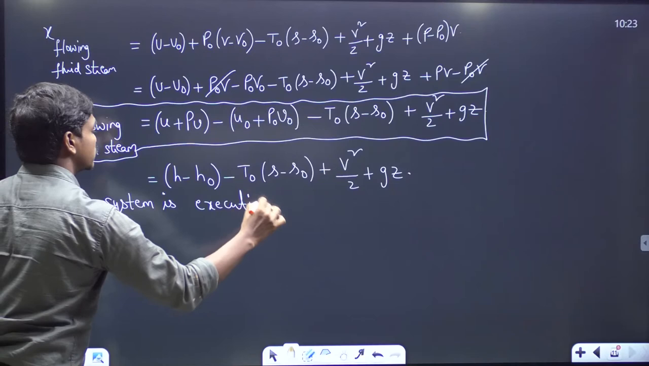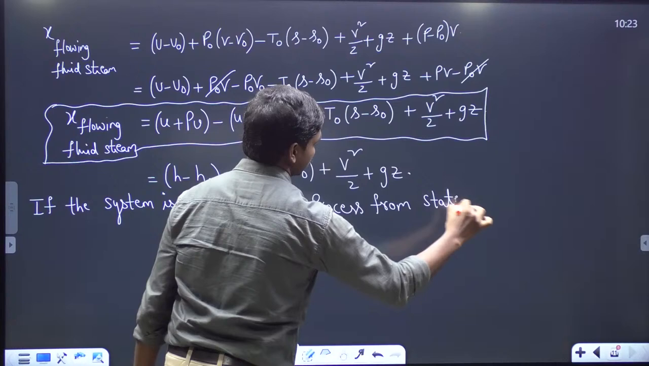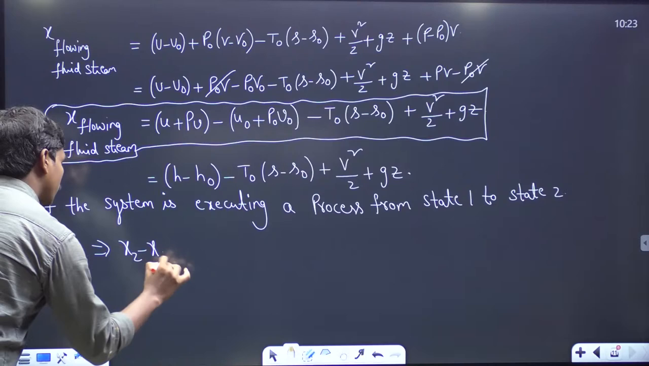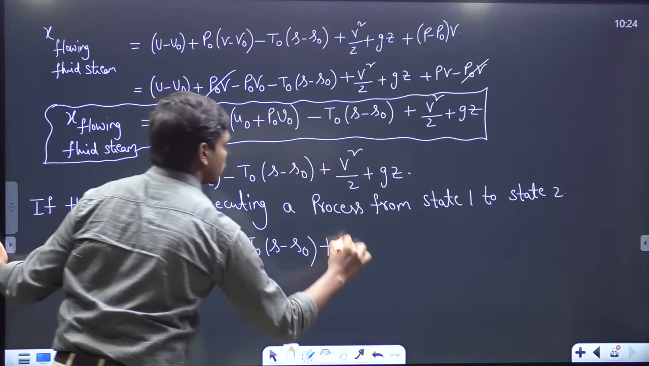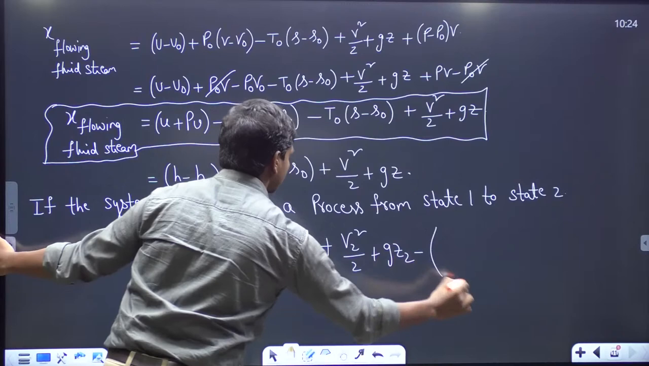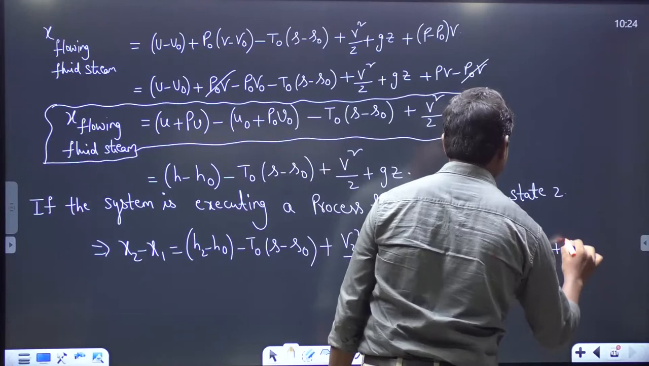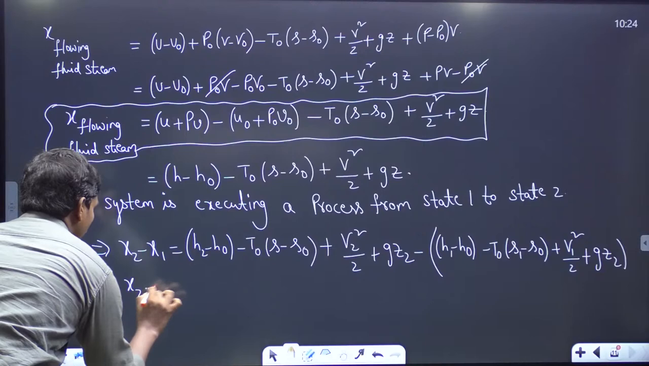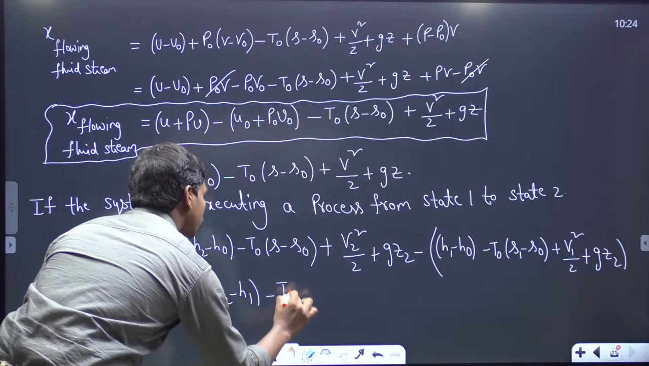If the system is executing a process from state 1 to state 2, this implies x2 minus x1 is equal to h2 minus h0 minus T0 into s2 minus s0 plus v2 square by 2 plus gz2, minus this complete term again with h1 minus h0 minus T0 into s1 minus s0 plus v1 square by 2 plus gz1. This is what we have, correct? Now if you see the exergy change of a flowing fluid stream, see here carefully, this h0 and h0 get cancelled. So we have h2 minus h1 minus T0 into, of course this is s2 here, we are writing subscript 2 for this term.